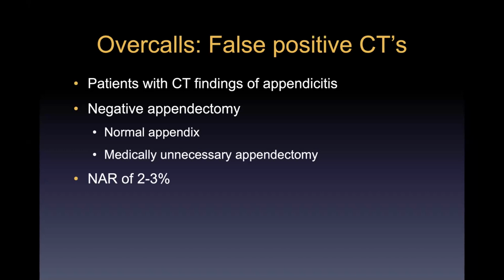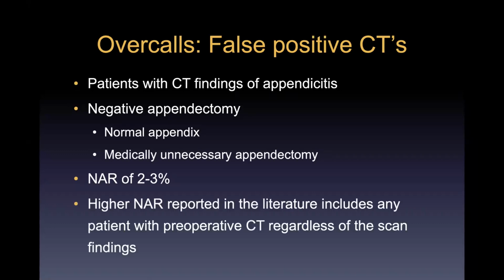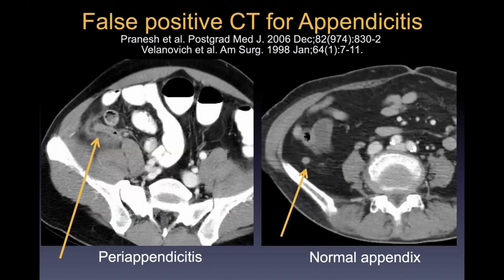The negative appendectomy rate at surgery is about 2 to 3%. That is if you consider scans where we suggest appendicitis and they go to the OR. Sometimes you'll see higher negative appendectomy rates reported in the surgical literature. That refers to any patient that goes to the OR on the basis of suspected appendicitis, regardless of whether they had a CT and regardless of what we said at the CT. We could say that it's negative for appendicitis and they don't believe us and operate anyway. But if we call it positive, about 2 to 3% of the time we're apparently overcalling it.